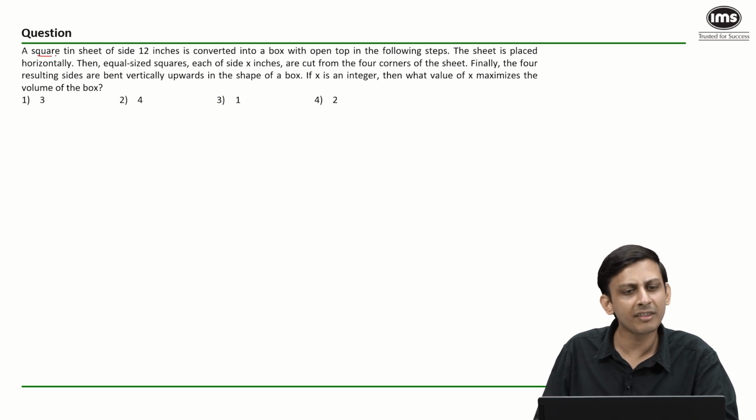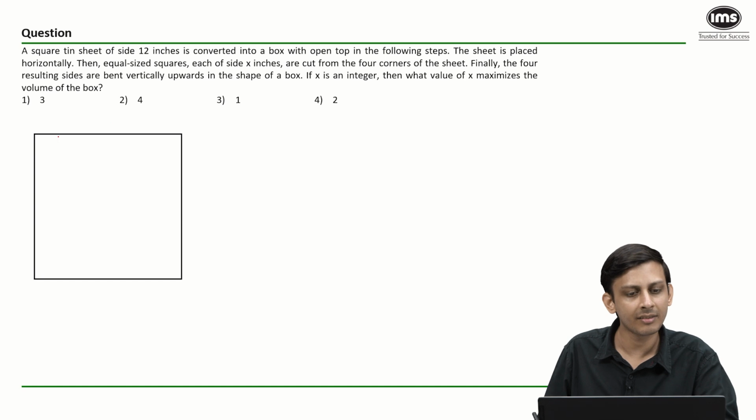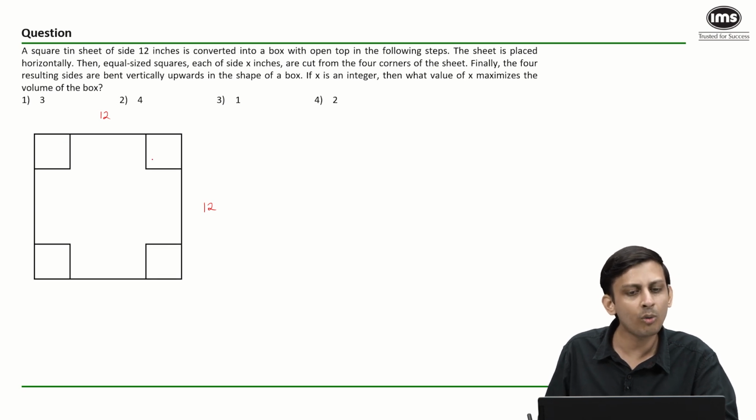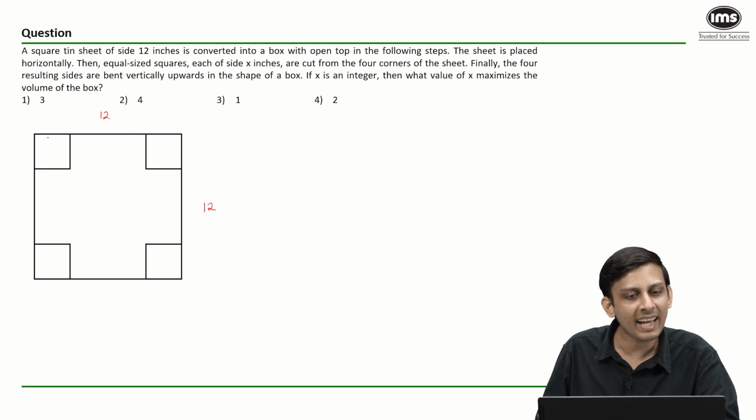So first we'll start off with the square. This is the square tin sheet of side 12 inches. Every side will be 12. Now, what are we doing? Equal size squares, each of side x inches, we are cutting from the 4 corners. So let's say these are the 4 equal size squares that we are cutting from the corners. Each of side x inches. So this will be x, this will also be x.